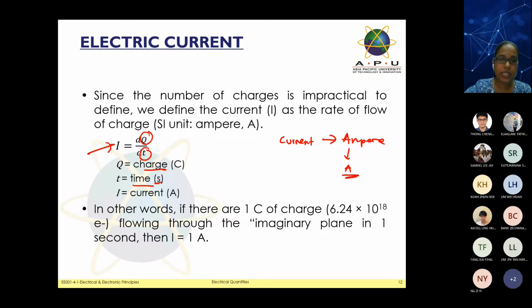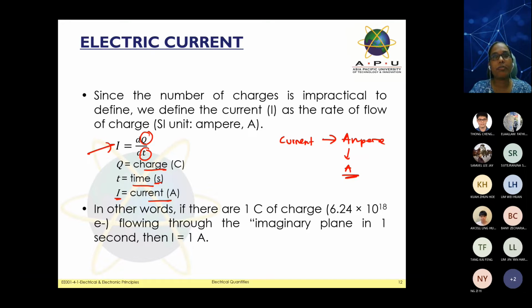The next one is how to calculate the current. When they provide the value of the charge and the time, then we can calculate the current. Why is it important for us to know the time in the current flow? Even, for example, when we drive, we need to know.